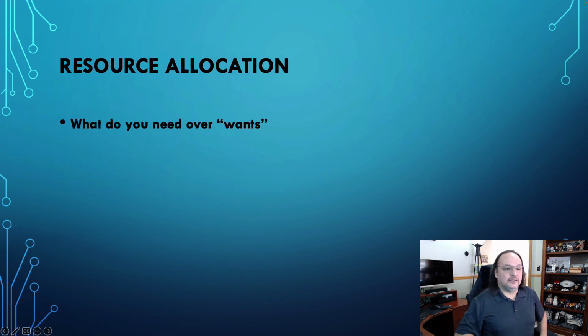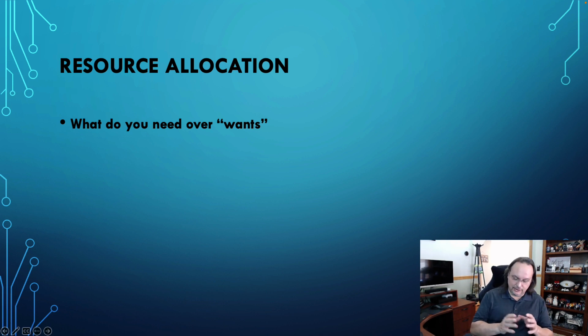Okay, so when we talk about resource allocation, one of the things about this, and this goes with any dev person, is what do they need over what do they want? Okay, I think we've all seen this with virtualization stack and how that went. I need 8 cores. I need 30 terabytes. Well, is that really a need or a want?